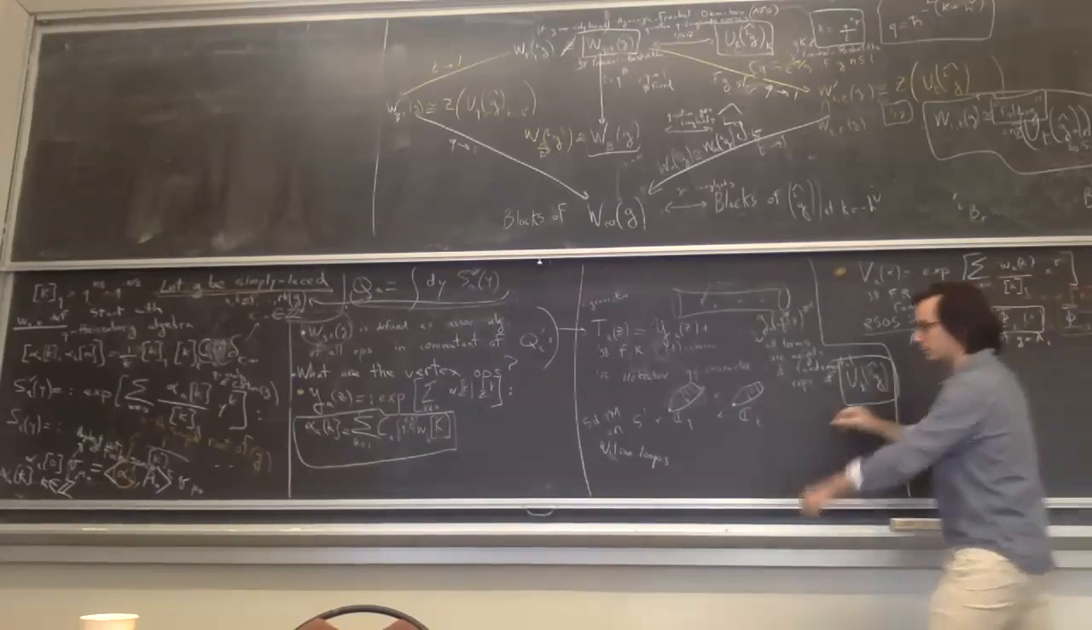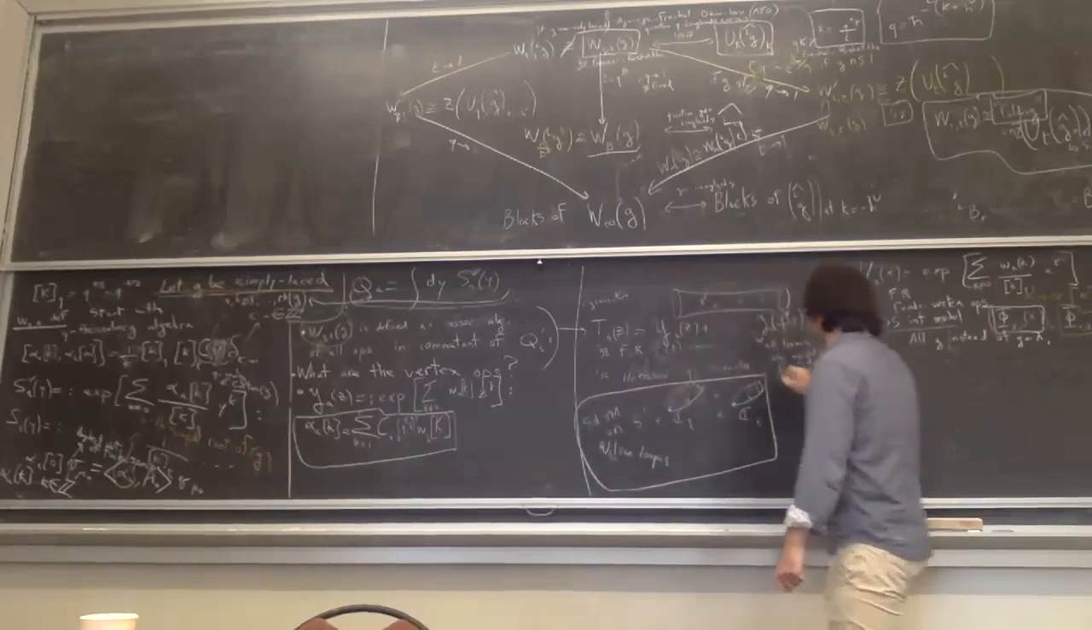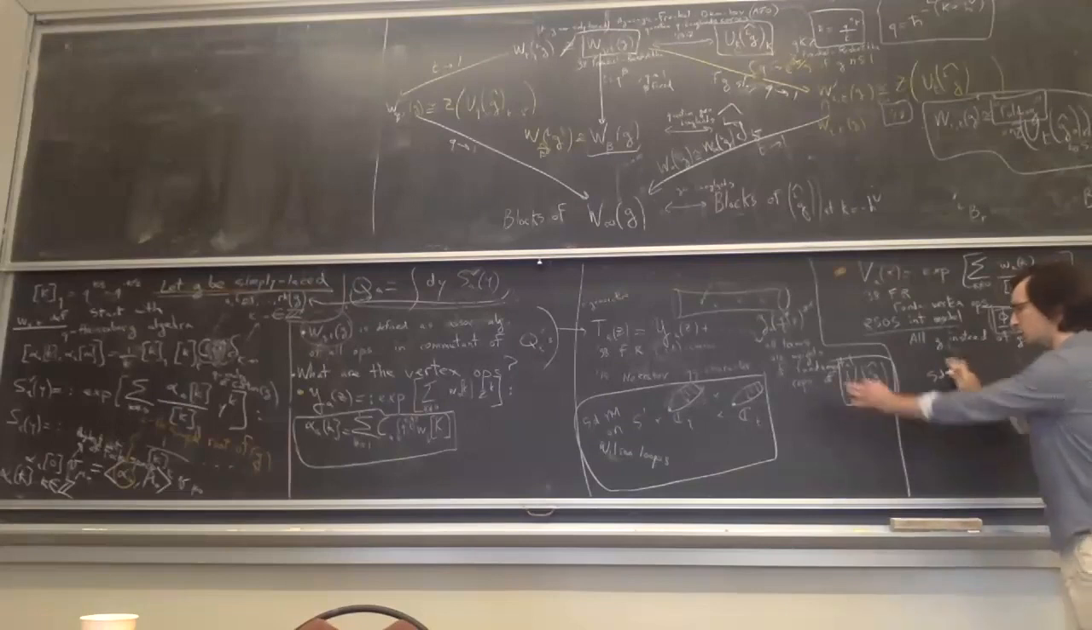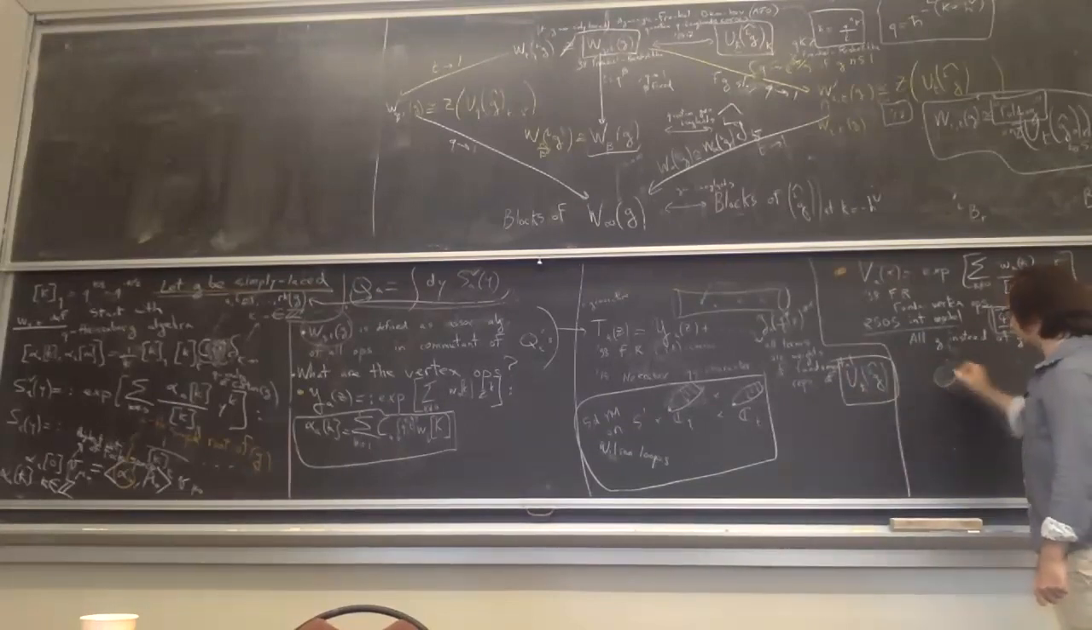So in the gauge theory picture, 5D Yang-Mills on S1, the same thing. I have my circle.